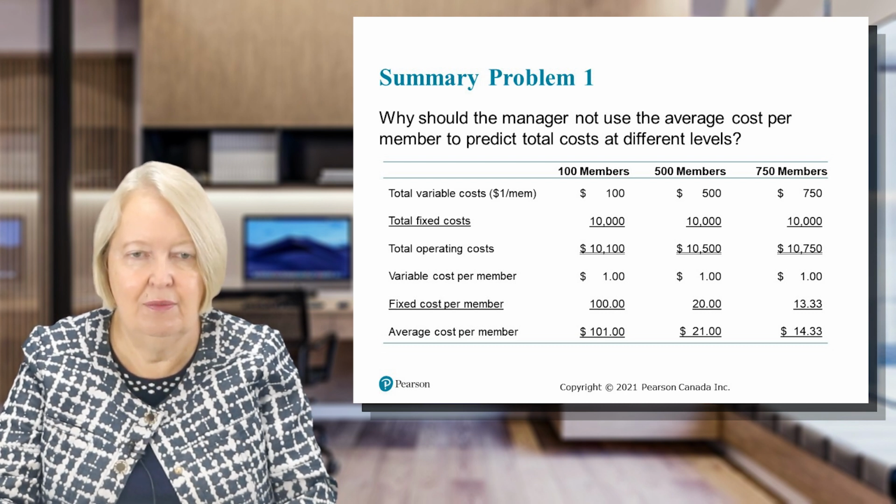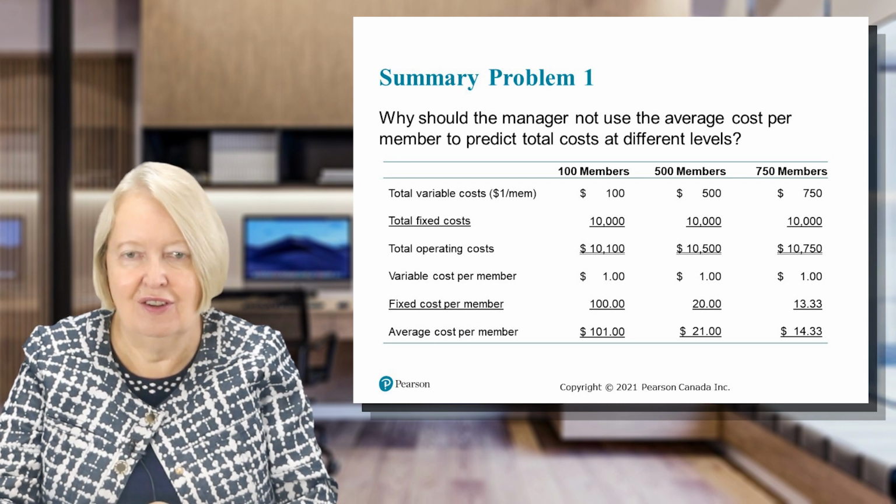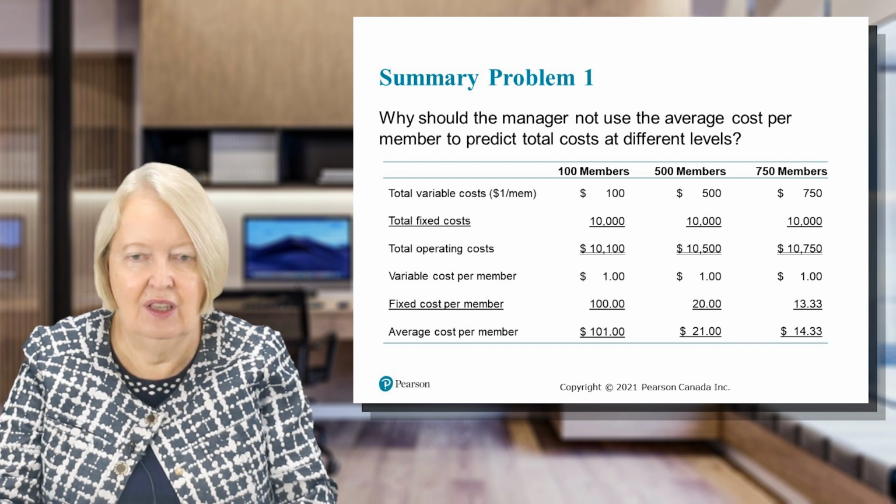Your variable cost per member, as we noted above, is $1. Your fixed cost per member, the total fixed cost is $10,000, so that doesn't change. But if you are assigning the fixed cost to the membership, the higher the number of memberships, the lower the fixed cost per member.